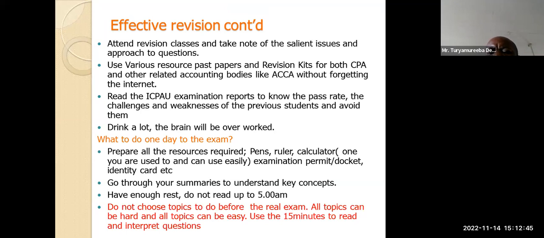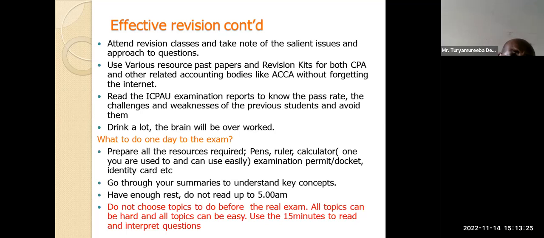Use various resources, past papers and revision kits for both CPA and even other rated accounting bodies like ACCA, without forgetting, of course, the internet. Read the ICPAU examination reports to know the pass rate and the challenges and weaknesses of the previous students and avoid them. When you read those things, you become very serious. You will know the examiner said that this number was very popular, but 90% attempted the number, only 10% passed it to 10 mark level. Then you will know what made these people fail and you avoid it.